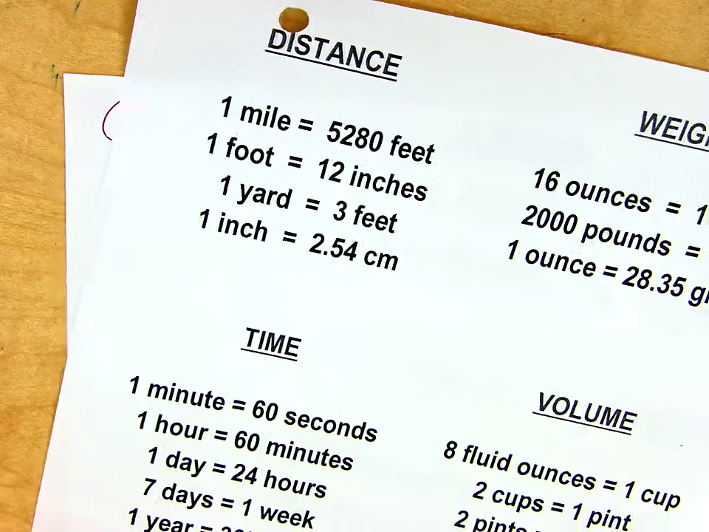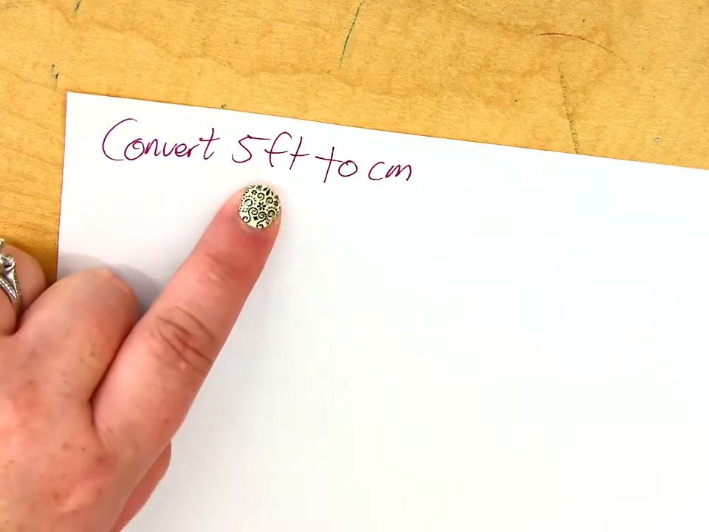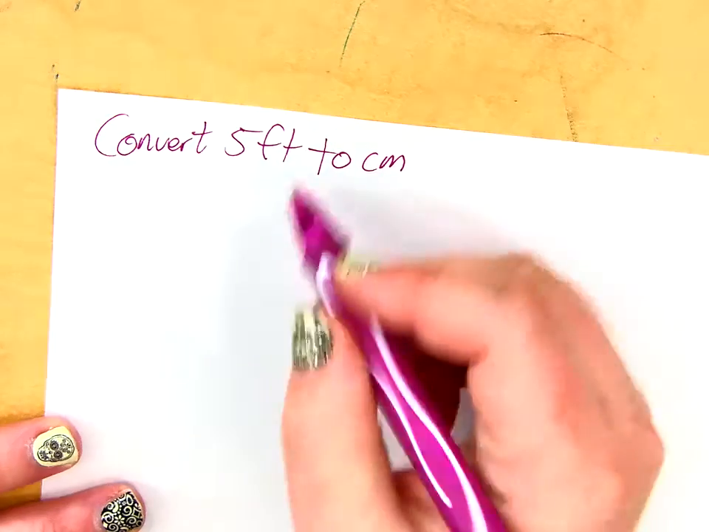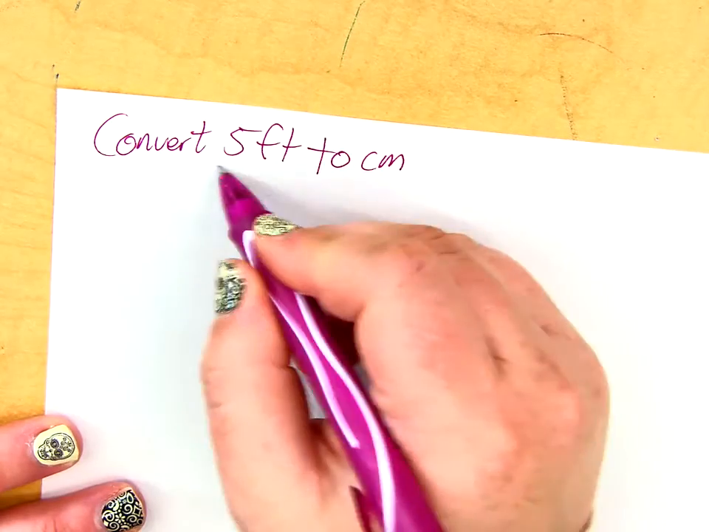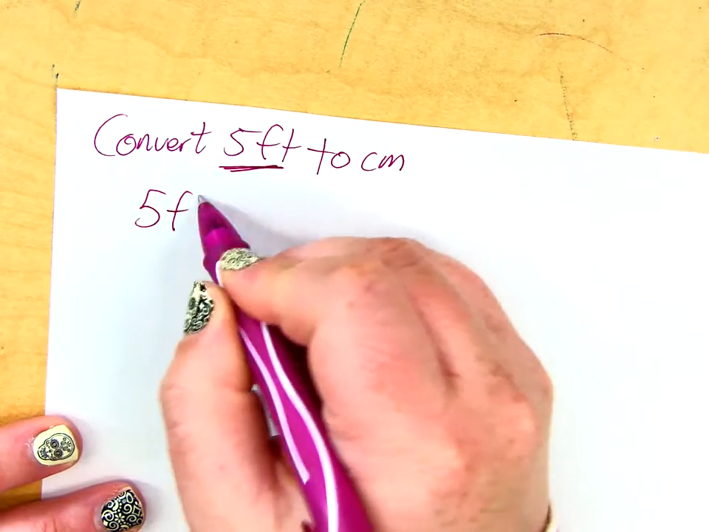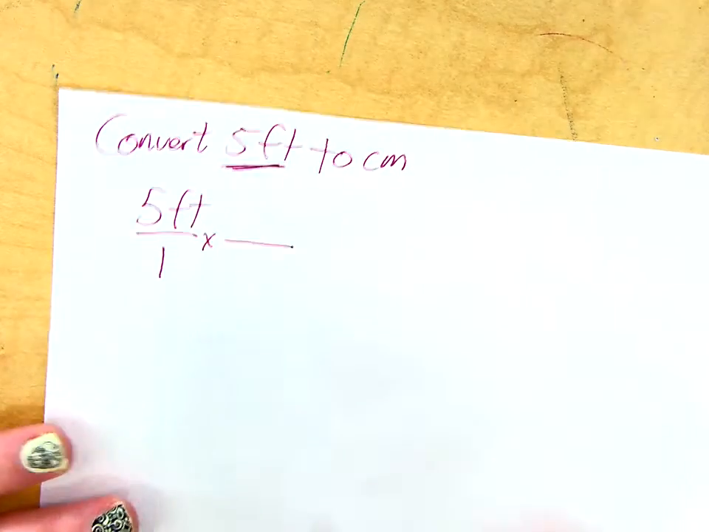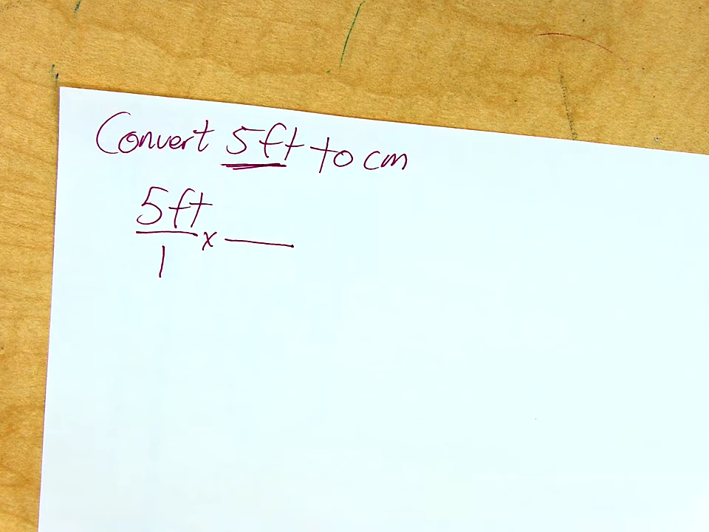So this is what I like to do. I ask myself, I'm trying to get from feet down to centimeters, so I'm trying to work my way down to a smaller unit. In 1 foot, a smaller unit than a foot is an inch. I know that conversion, 12 inches in a foot, and if you don't know, it's on your chart. But the process is the same. I start off with whatever I'm given, in this case 5 feet, and I put it over 1. And then the next one, we just said 12 inches, 1 foot, right?